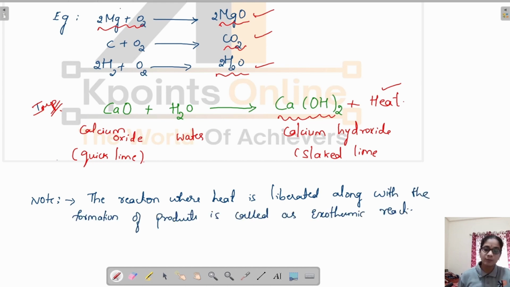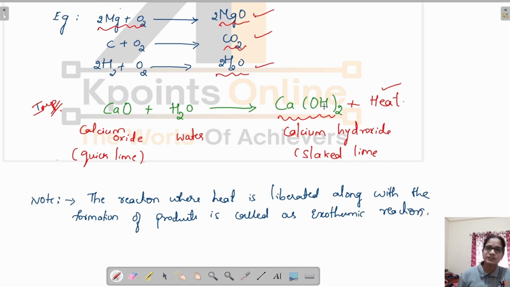So you have to remember that formation of calcium hydroxide is an exothermic reaction. When you are asked to identify the type of reaction, you have to remember two points. It is a combination reaction, and also it is an exothermic reaction because heat is liberated. Okay, this is a point to be noted.